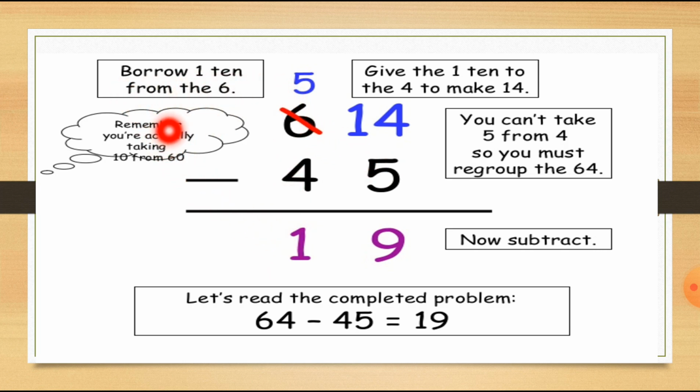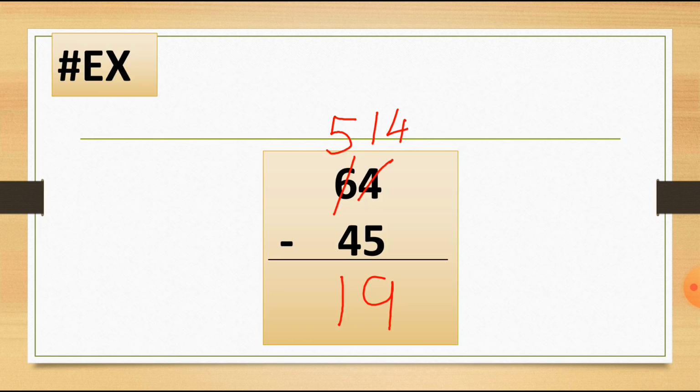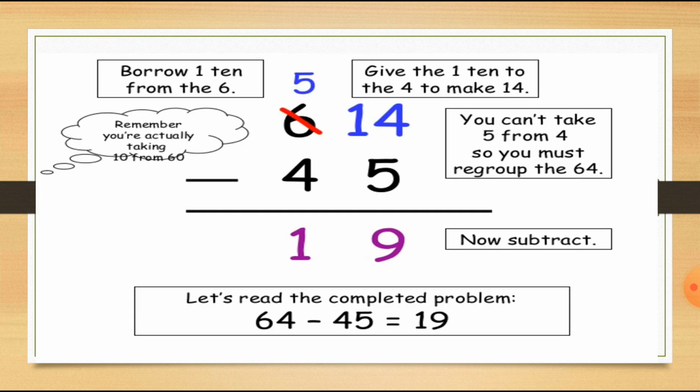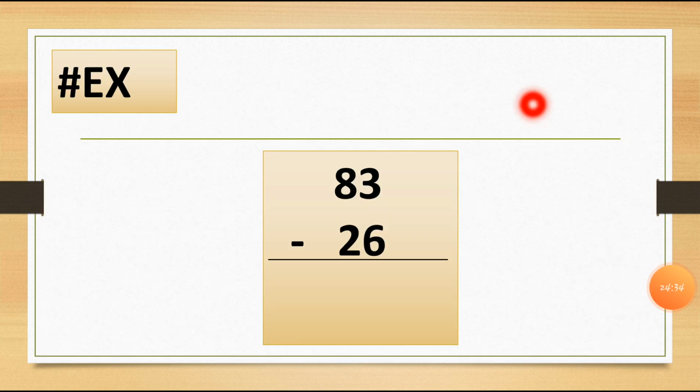Here we are borrowing 10 from the 6. That's why we are writing 14 here, and we cut the 1 number from this 6 and we are writing 5 here. So here is our answer 19. As you see here, I also write this sum 19 here. So this way we have to subtract the number. Hope you understood this concept, students. Let's take one more example.